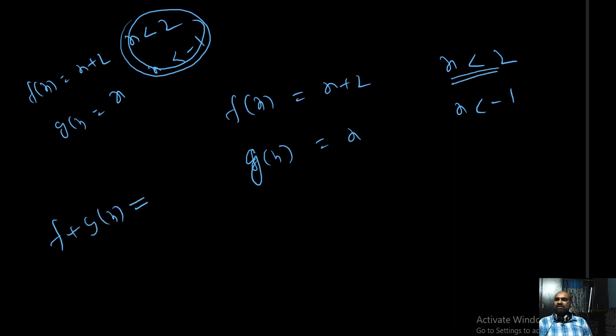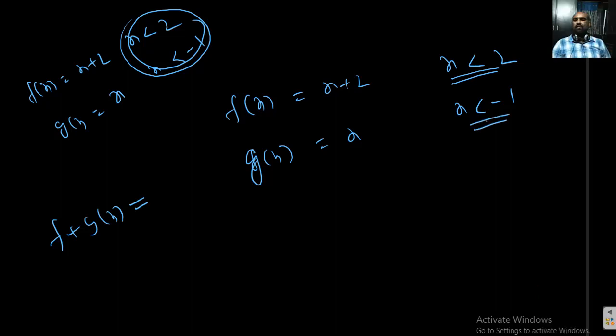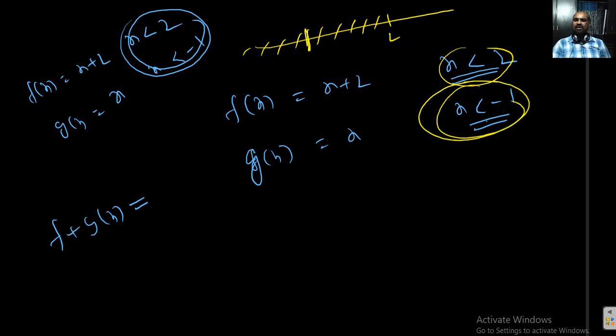What is the rule for the new function? If these two domains are the same, I can directly add. But now I want to make them equal. How can I make that? Students, listen. The first one says your x should be less than 2, all these values. But this one says your x should be less than minus 1, all these values.